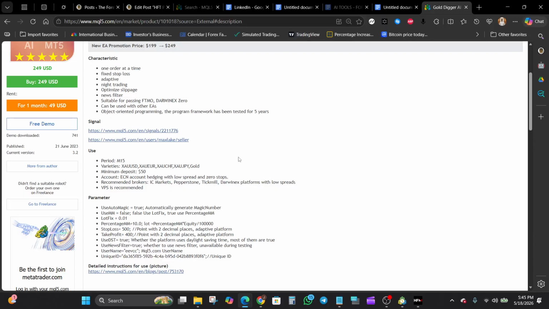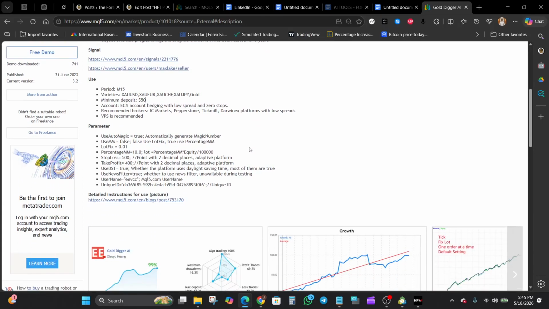Looking at the setup requirements, the developer recommends ECN hedging accounts with low spreads and zero stop levels, and brokers like IC Markets, Pepperstone, Tickmill, and DarwinX are listed here as recommended environments. VPS usage is also recommended, especially for maintaining stable execution conditions.